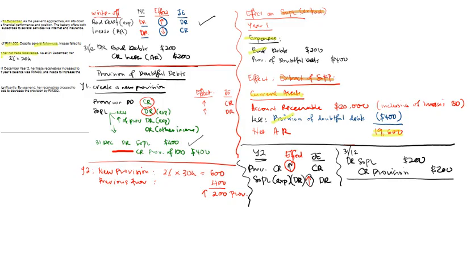So what will be the effect of the transaction? We can look at it on both extracts. The statement of profit or loss, under expenses because of the increase. Take the amount, the difference between the 2 years.